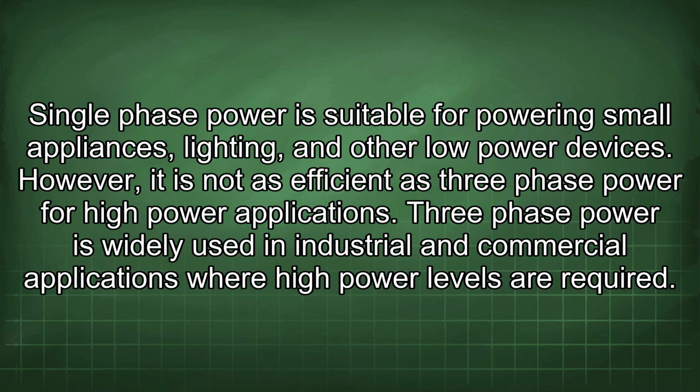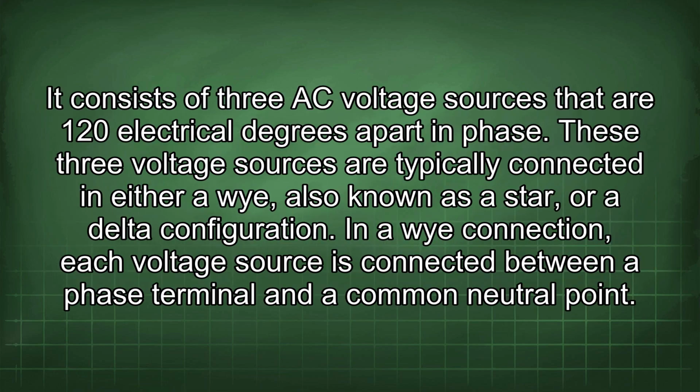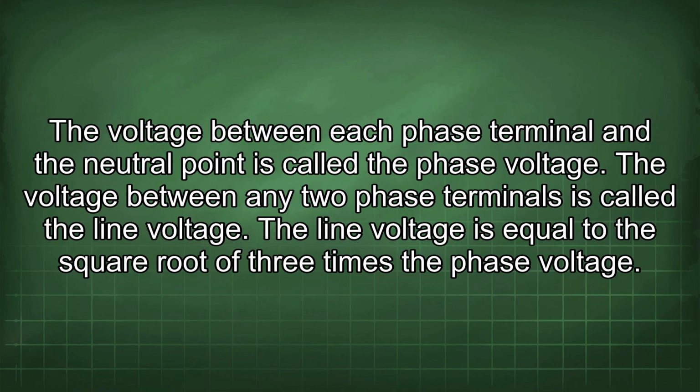Three-phase power is widely used in industrial and commercial applications where high power levels are required. It consists of three AC voltage sources that are 120 electrical degrees apart in phase. These three voltage sources are typically connected in either a Y, also known as a star, or a delta configuration. In a Y connection, each voltage source is connected between a phase terminal and a common neutral point. The voltage between each phase terminal and the neutral point is called the phase voltage.